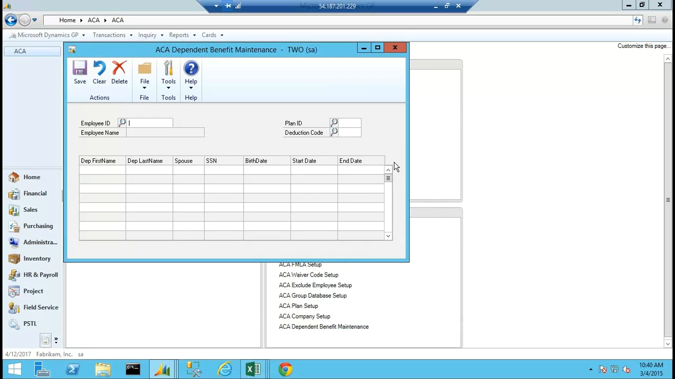If you're not self-insured, you don't have to worry about this. I'm hoping that this goes away. To be honest with you, I don't think it's necessary because they're going to get their own reporting anyway.